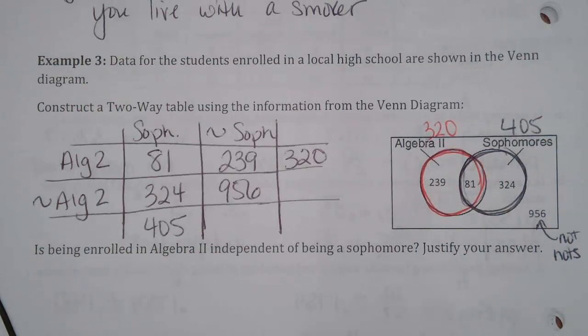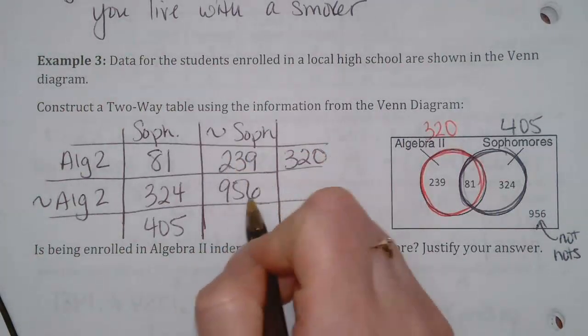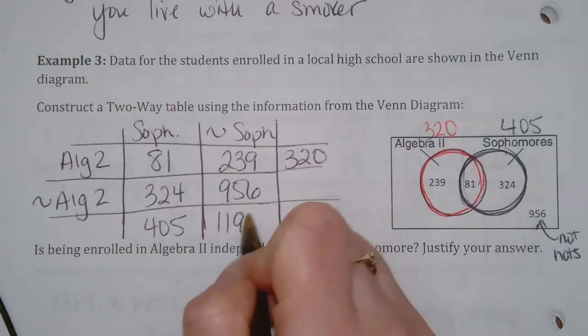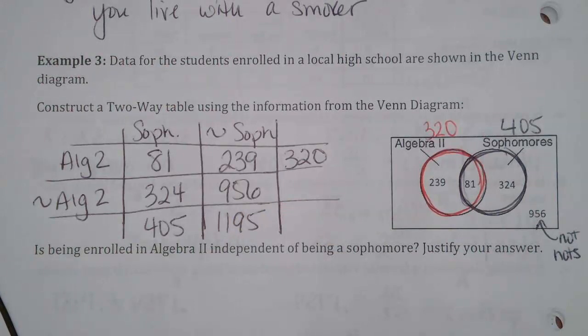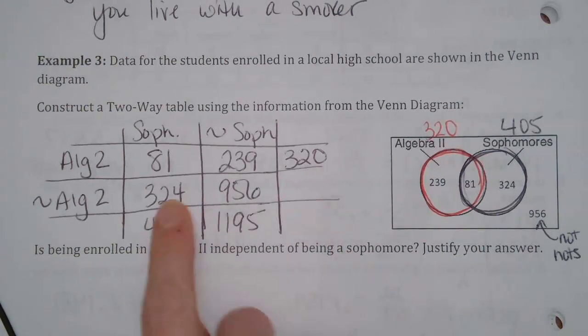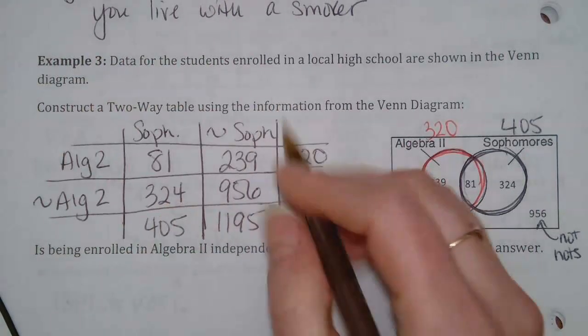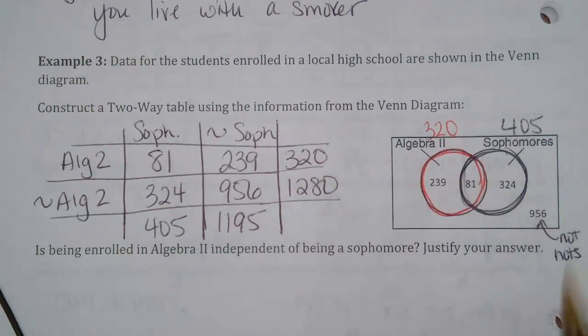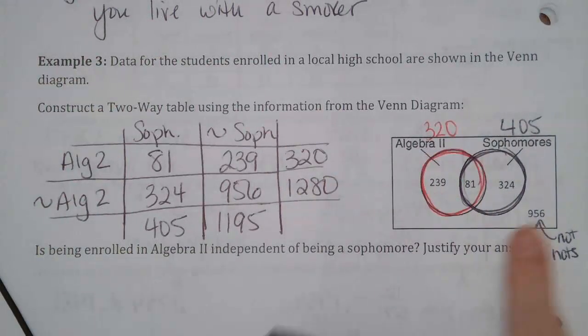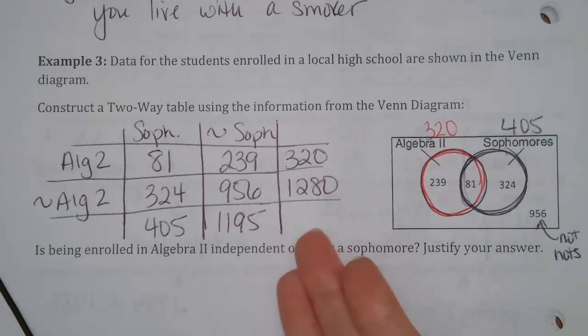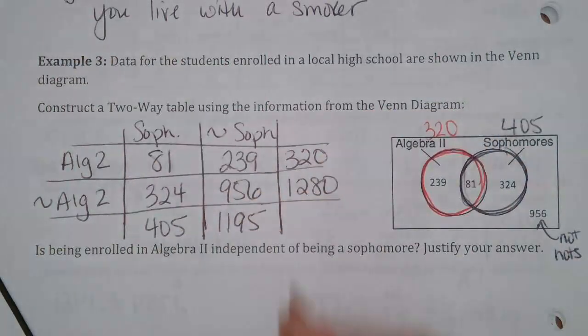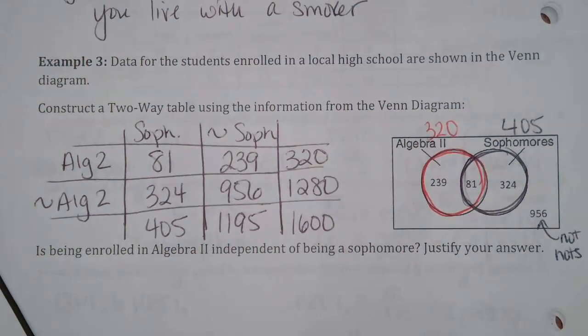Totaling down, this is why I prefer a two-way table to a Venn diagram, because 239, 956, if I add straight down, is 1,195, and that is not a number that just jumps right out at me. Could I get it from a Venn diagram? Yes, but I would have to add some stuff together. Same thing with this one, 324, 956, that's 1,280. Again, another number that's just not staring at me. So I like a two-way table, and then if I add up my marginal totals, they should total 1,600 students.